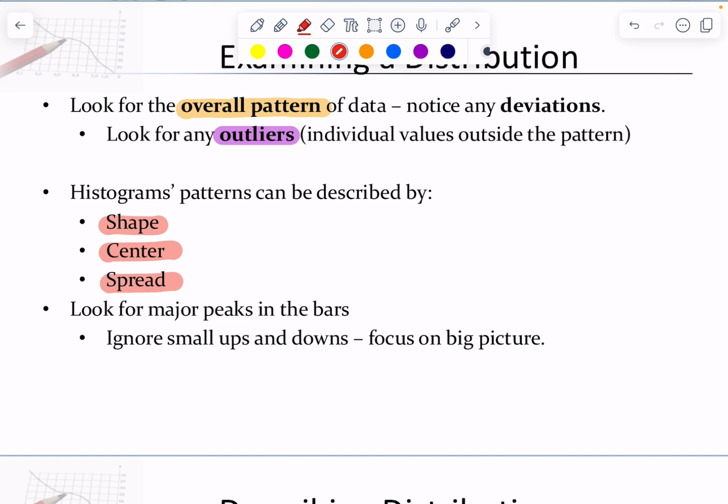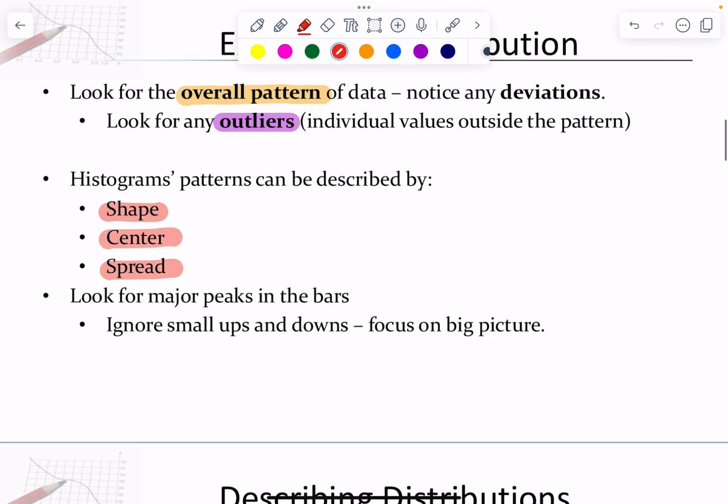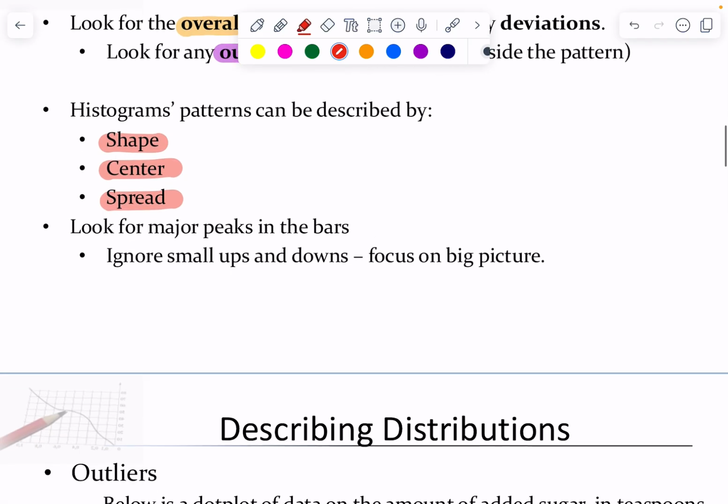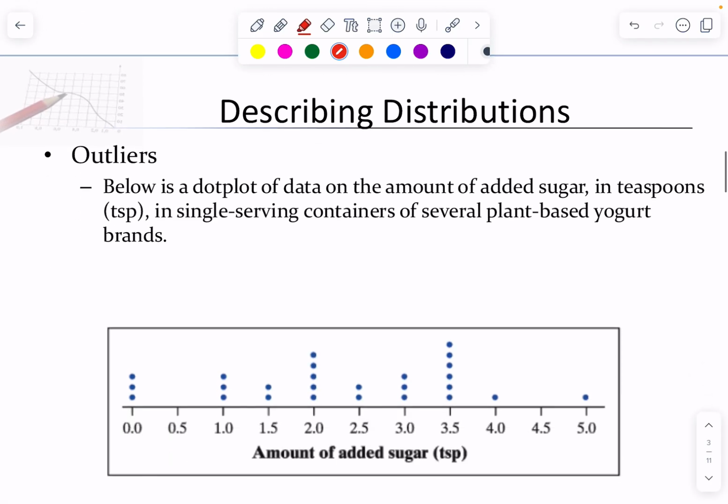So as we look at those major peaks, we try to ignore small ups and downs, focus on the big picture, like I said a second ago, and really focus on that overall pattern. The first thing we're going to discuss are the outliers.